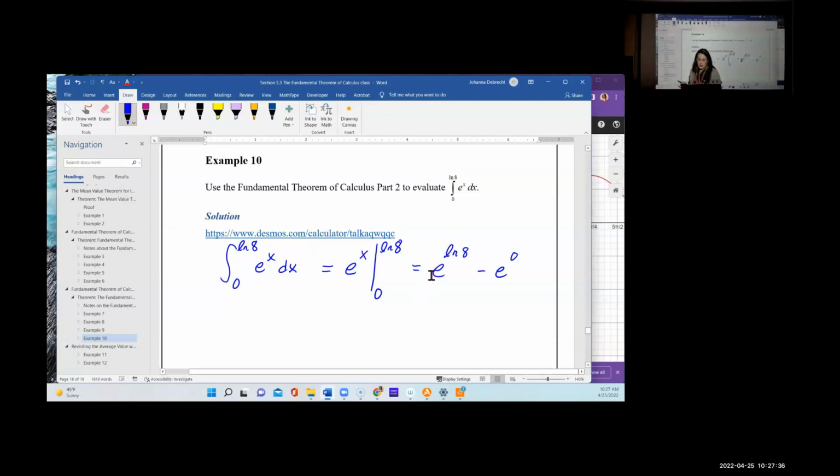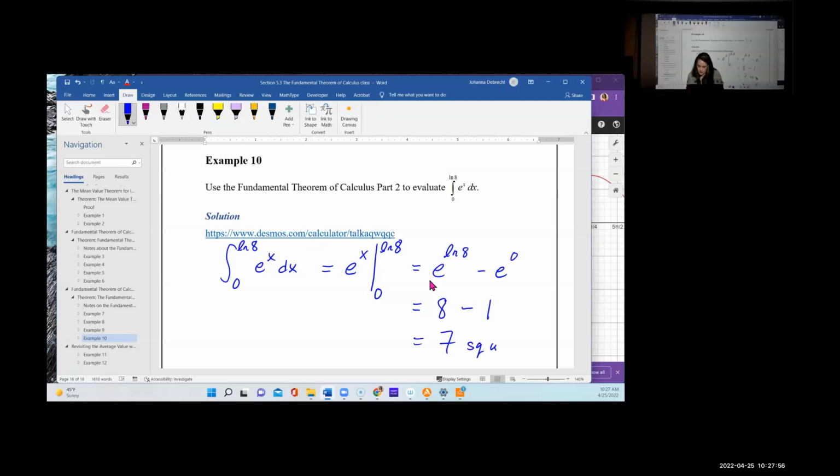Remember that you have a college algebra property that says when e and natural log are back to back and touching one another, they're inverse operations, so they undo each other. So this simply leads to 8. E to the 0 is 1. So we get 8 minus 1, which is 7.